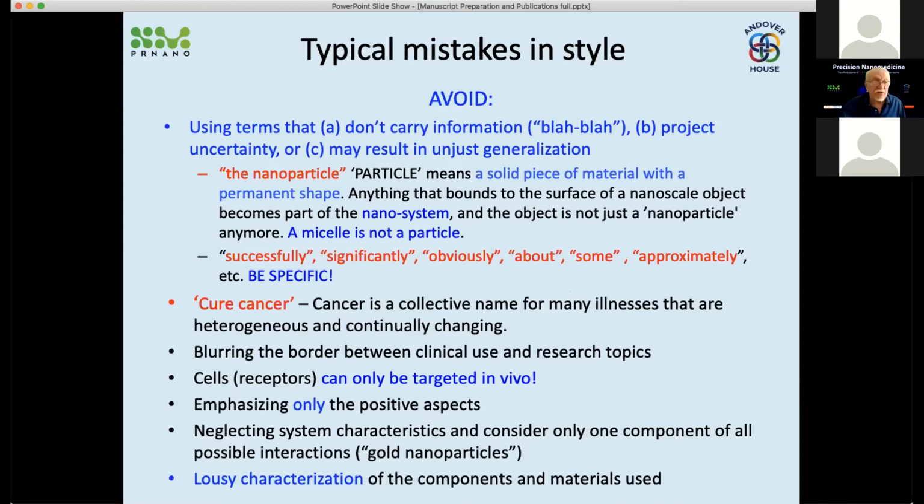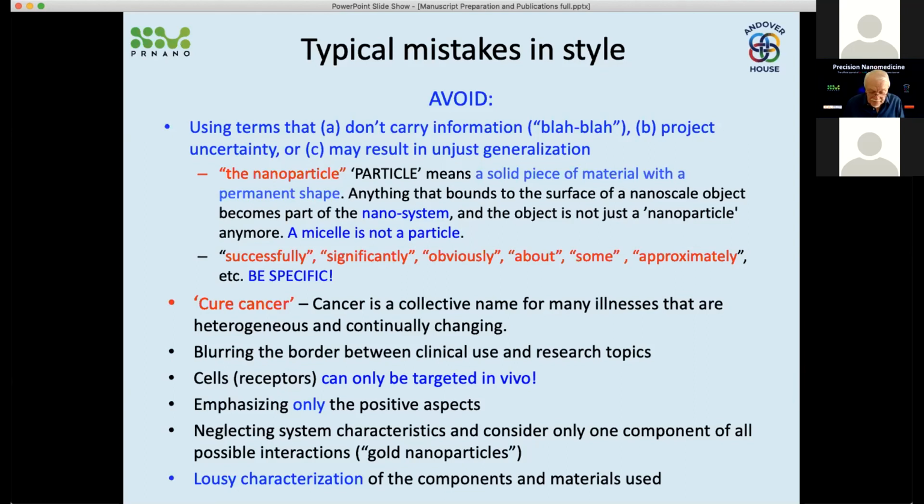Or other typical things. Cure cancer. Cancer is a collective name, heterogeneous illnesses that are continually changing. Blurring the border between clinical use and research topics, like XYZ have acquired great clinical significance. What?